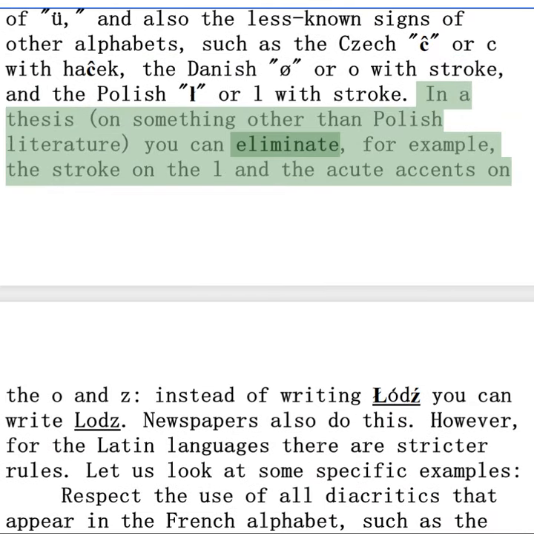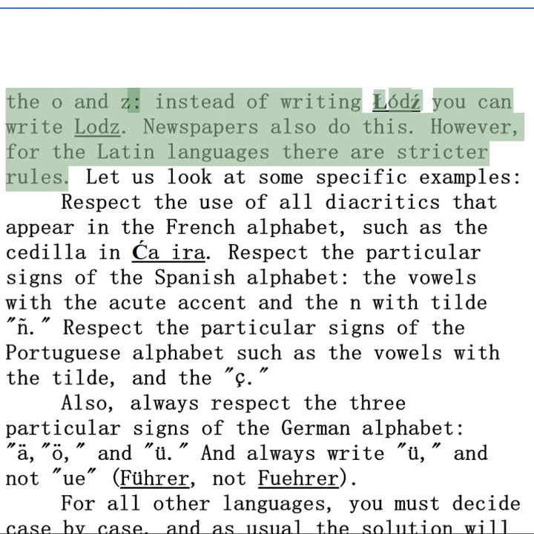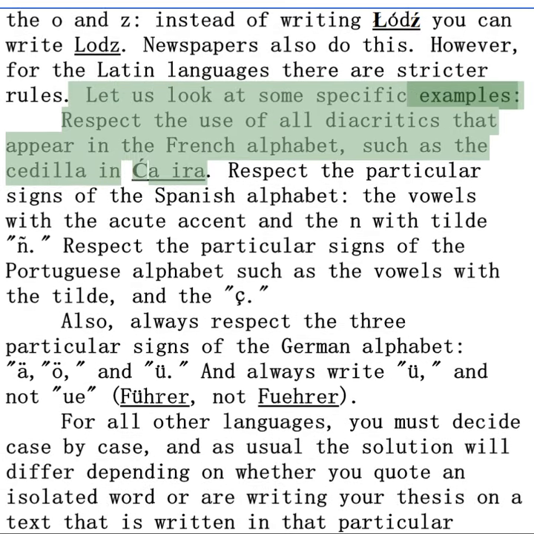In a thesis you can eliminate, for example, the stroke on the L and the acute accents on the O and Z. Instead of writing the accented form you can write the plain form. Newspapers also do this. However, for the Latin languages there are stricter rules. Let us look at some specific examples.